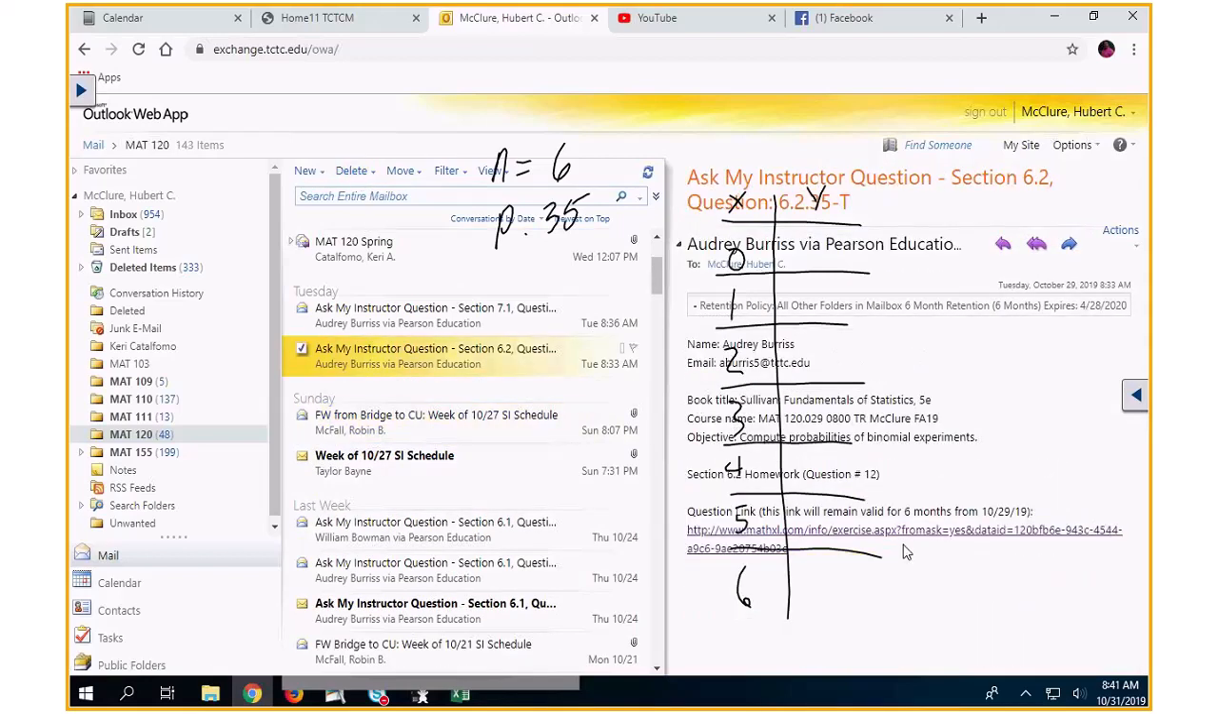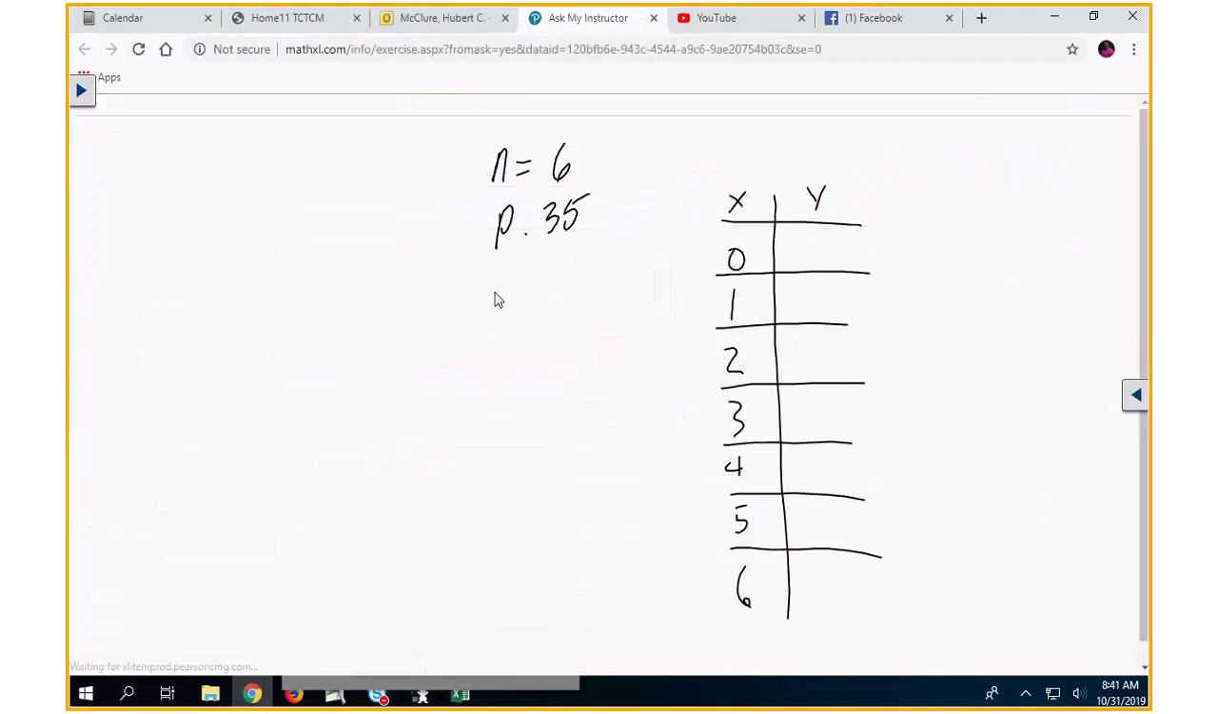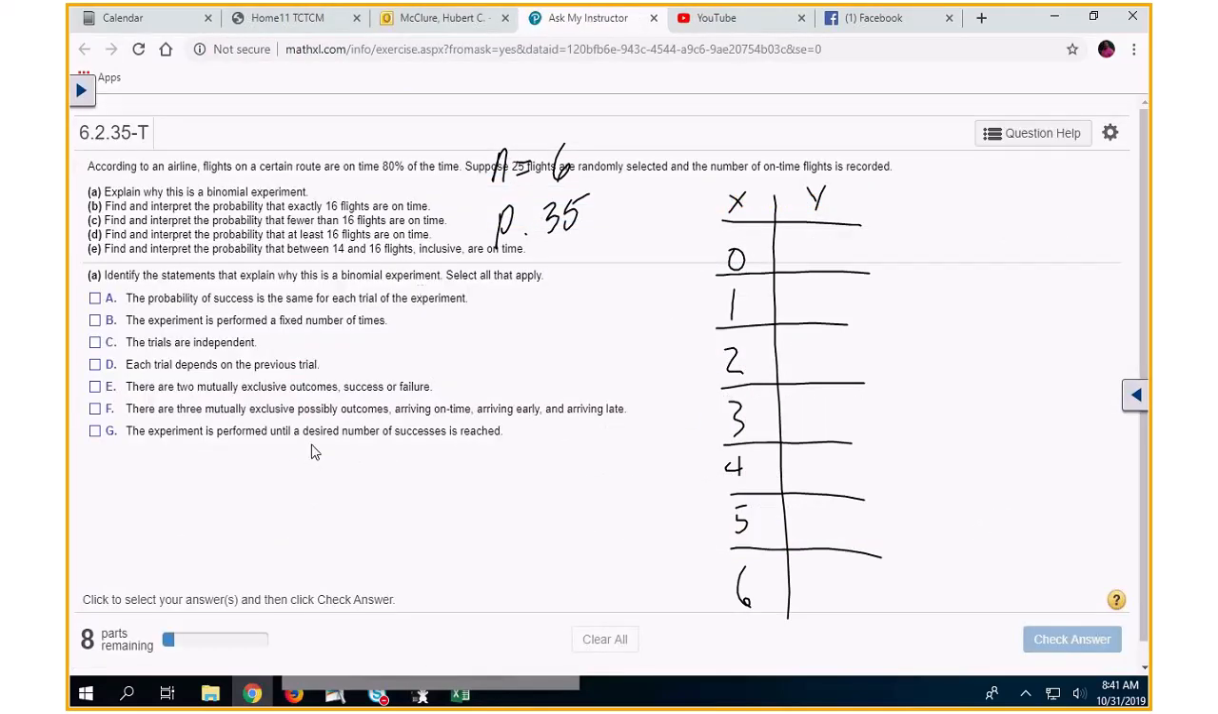I got a good memory. And was this the same one? I don't think this is the same one. Number 12. Nope. Okay, this one is a test question.